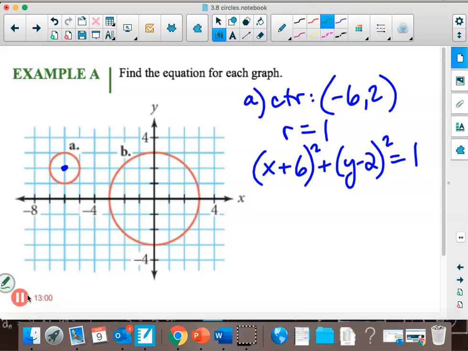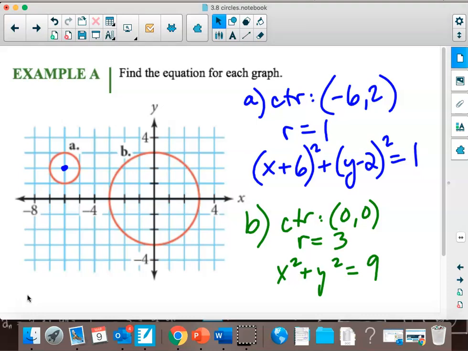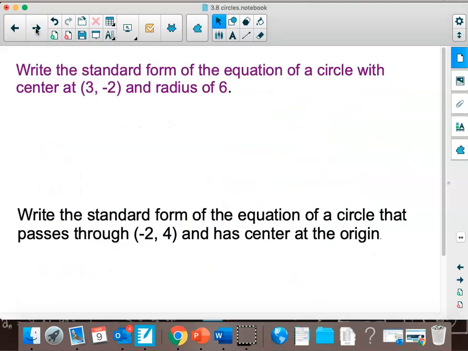For part B, we just did this circle like a minute ago, so I don't know why we're doing it again, but the center is at 0, 0. The radius is 3, so the equation is x squared plus y squared equals 9. All right. Which all of you got, so well done.